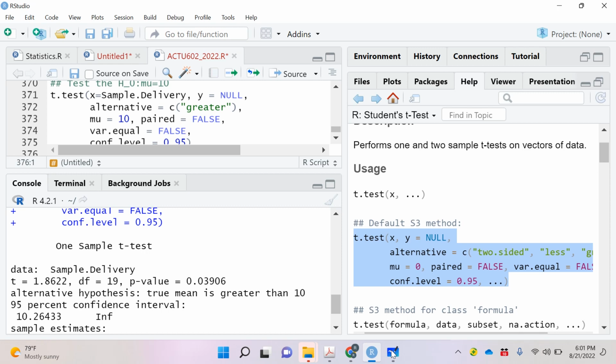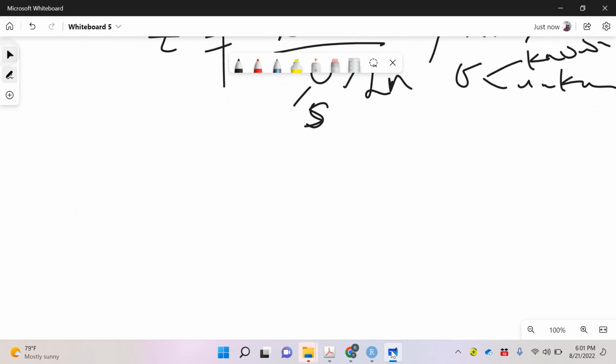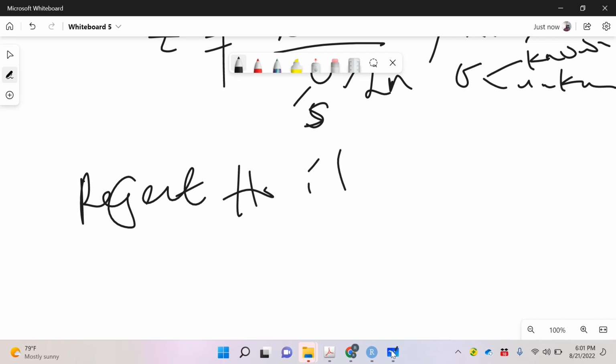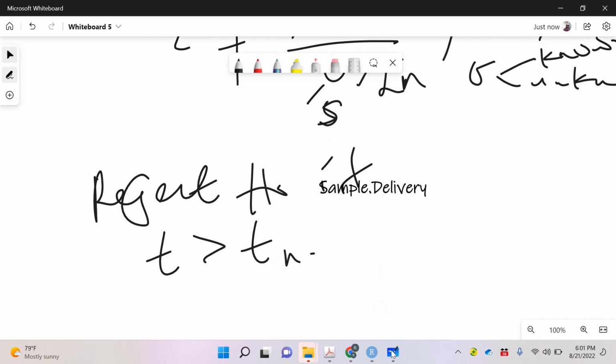P-value is this. Remember, when we are doing a hypothesis test, there are 3 ways we can make a decision. One would be that you use your test statistic and then we read from tables, right? So for this one, our rule will be that we reject H0 if T is greater than the T that we read from tables, with n minus 1 degrees of freedom, at alpha.